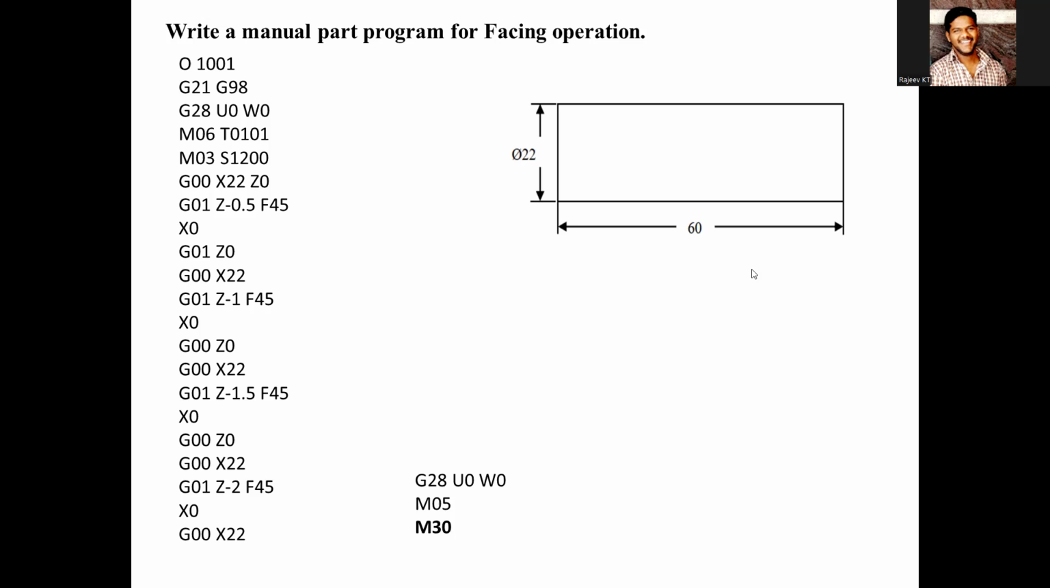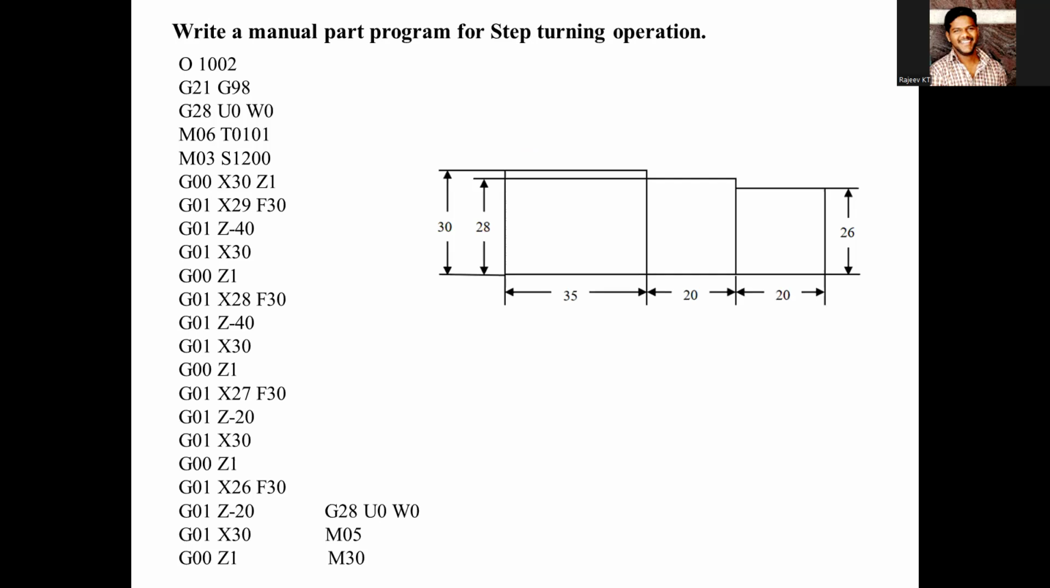This is the facing cycle. Similarly, if you come to the step turning cycle. Step turning means, in facing we have moved a tool like this, whereas in step turning we move a tool in this direction. This is called step turning. For step turning also, the first 5 lines are compulsory, common syntax: program number, G21, G98, reference position, incremental value U0, W0, tool change T0101, then spindle start with a speed of 1200.